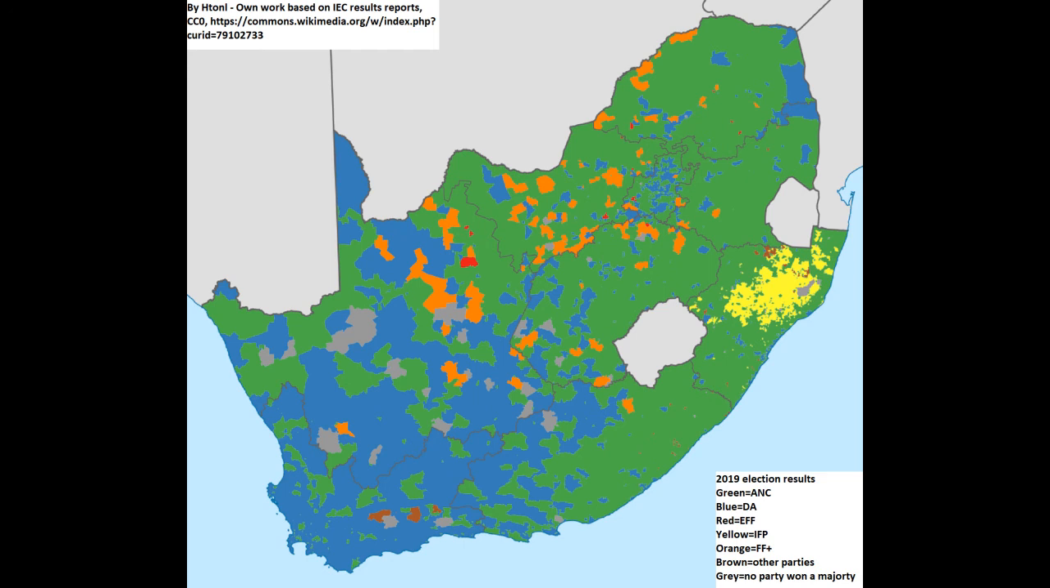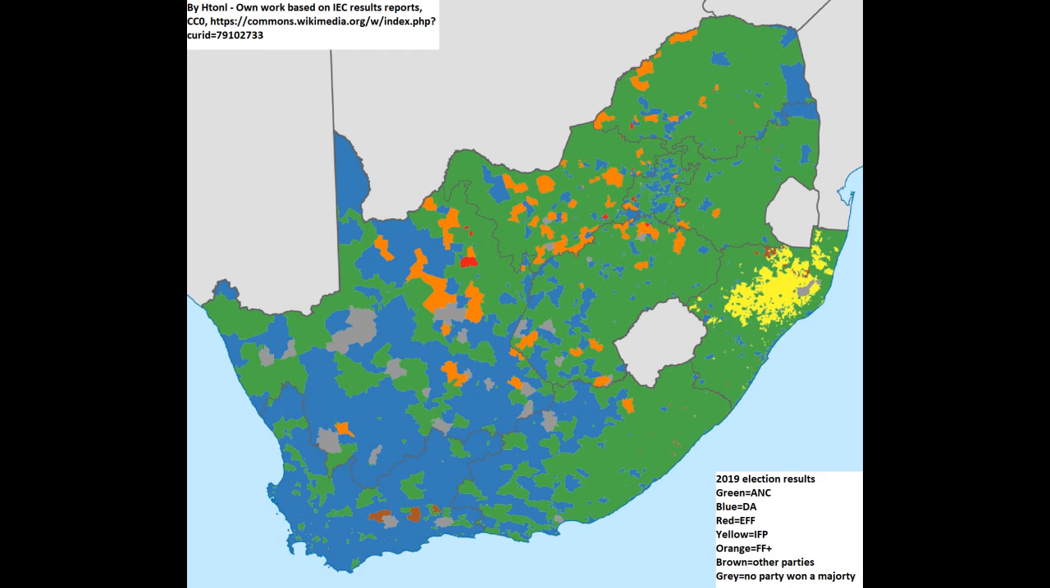In the second layer, there is the DA and EFF. These parties are the main opposition parties in the country, and seek to provide strong alternatives to the status quo and appeal to wide segments of the population. These parties, while not running the country yet, could very easily if the conditions were right.